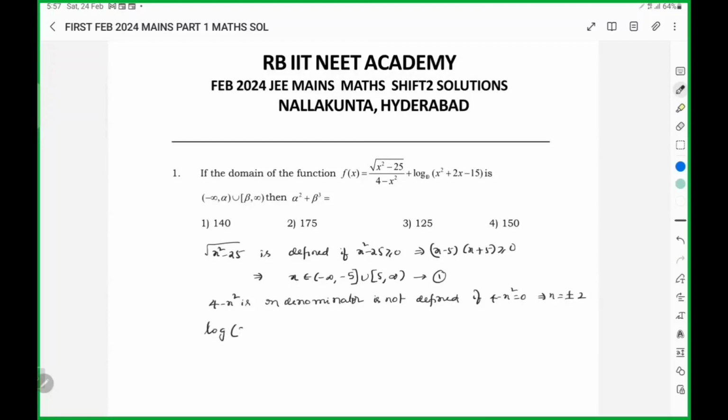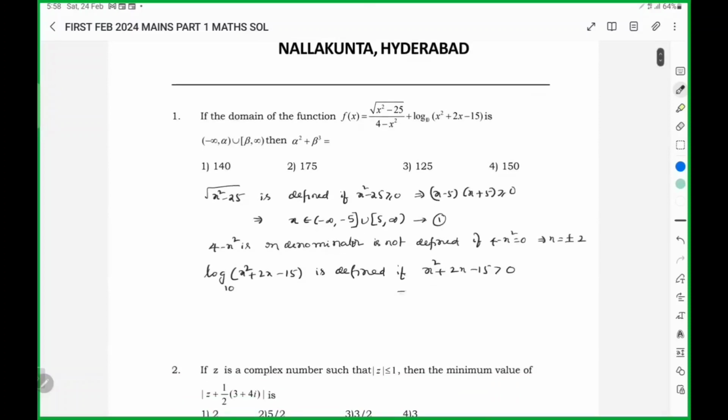So we have to exclude these values later. And the log function is defined if its argument is greater than 0. X plus 5 into x minus 3 greater than 0. That is, I can write x belongs to minus infinity to minus 5, open bracket, union 3 to infinity.